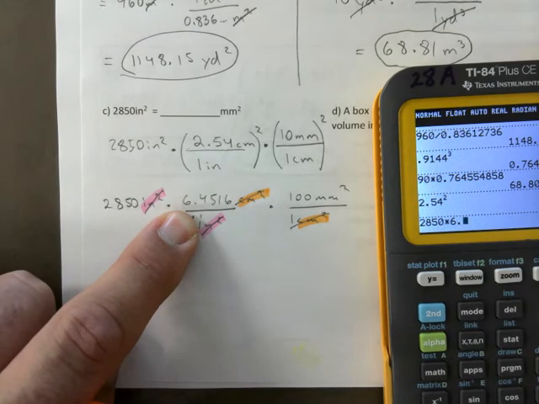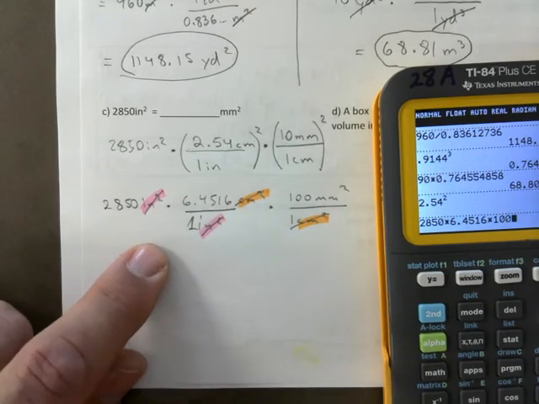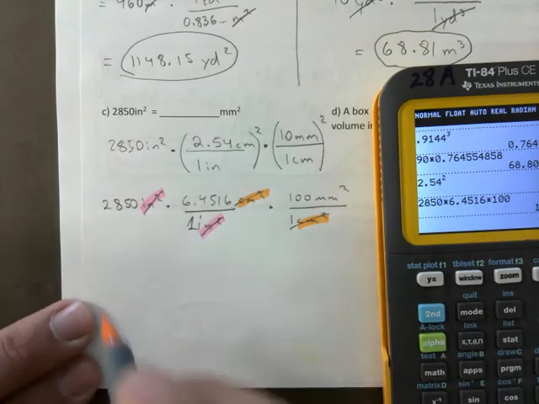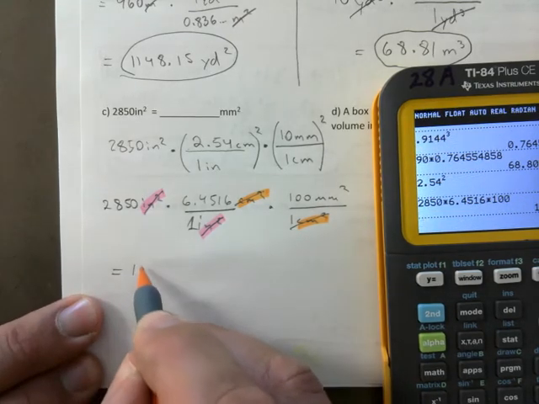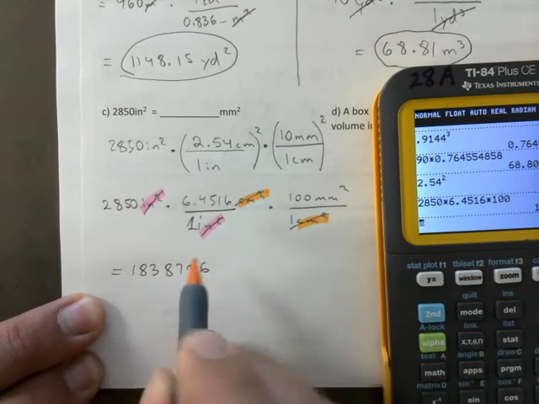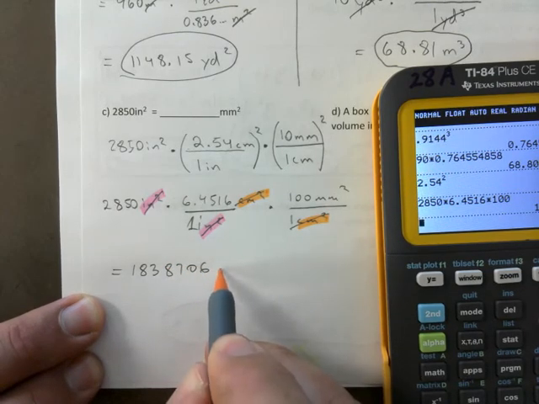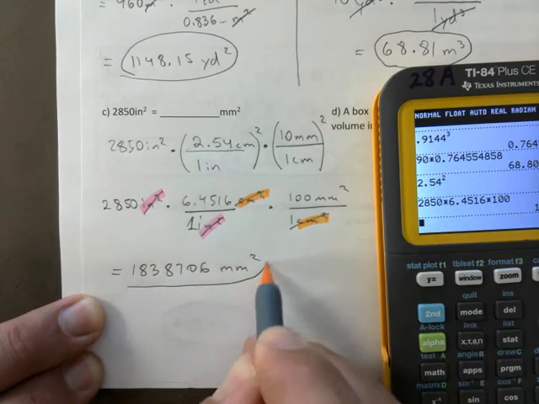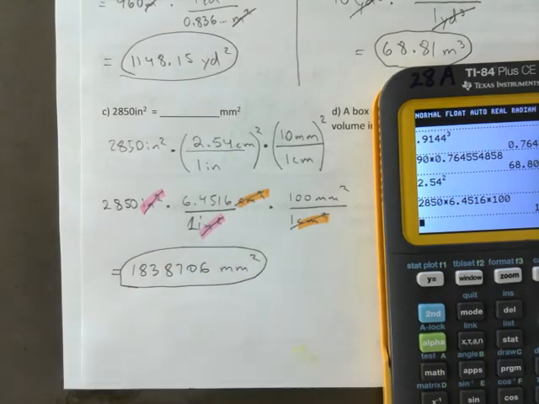So now I'm just going to go ahead and go 2850 times 6. Oh, I have that answer. Why would I type it in again? I forget that I have this calculator. Times 100. I don't need to worry about the denominator because it's just 1. So that is 1838706. And that is millimeters squared. That's my final answer.